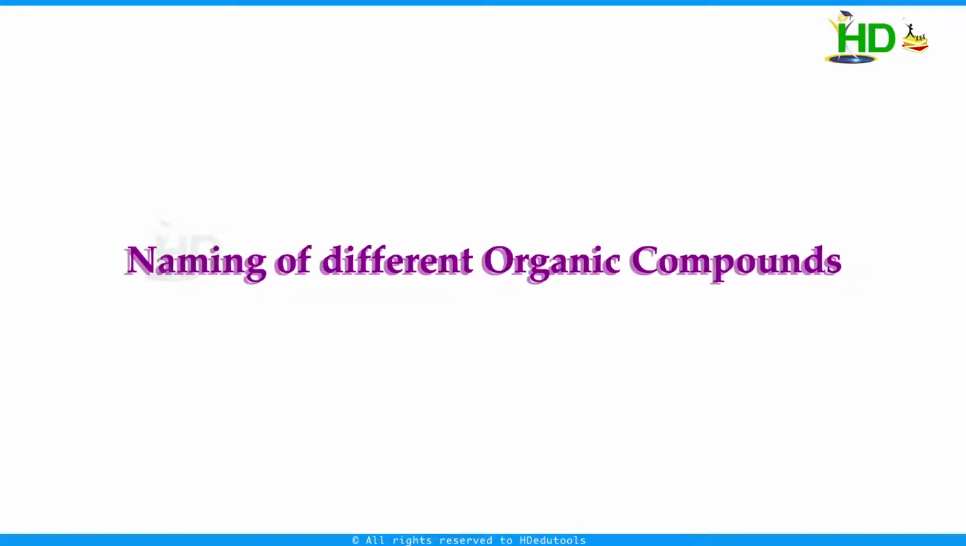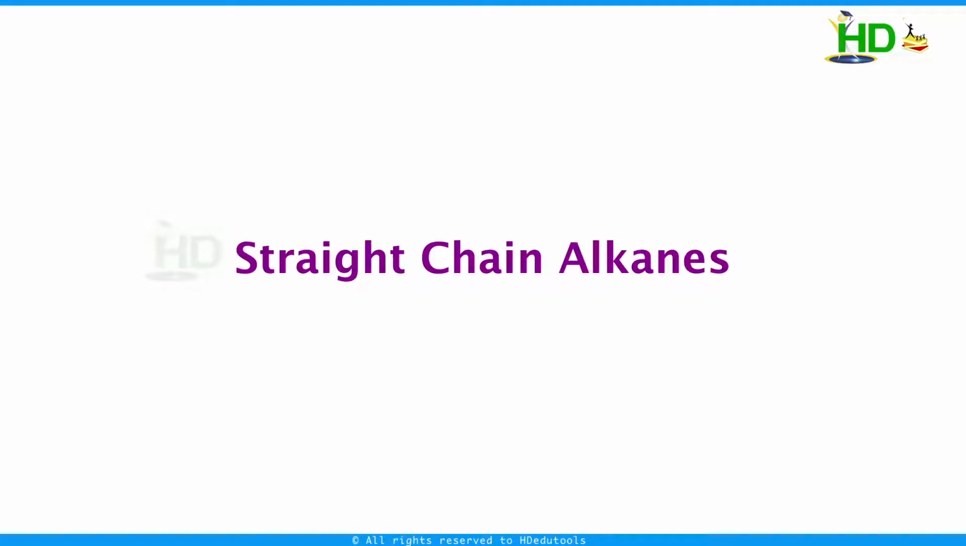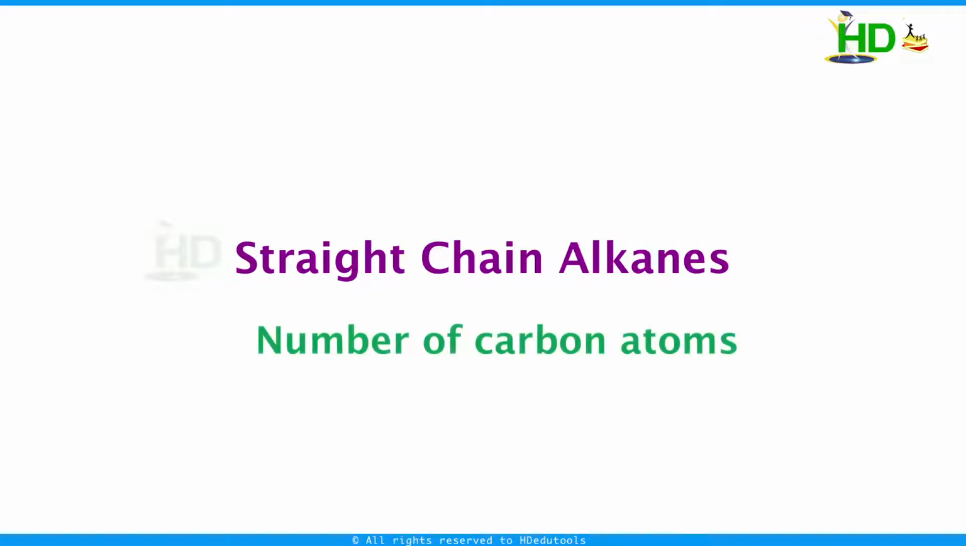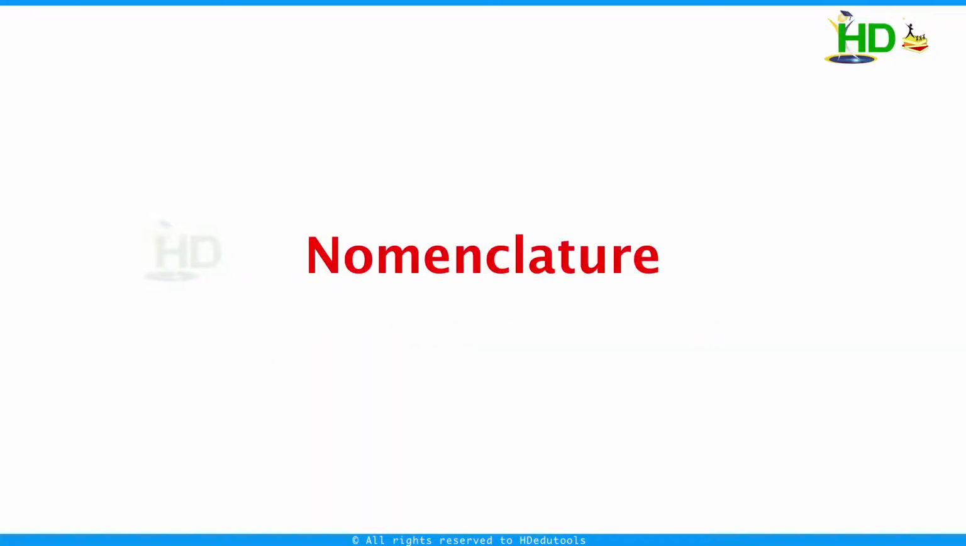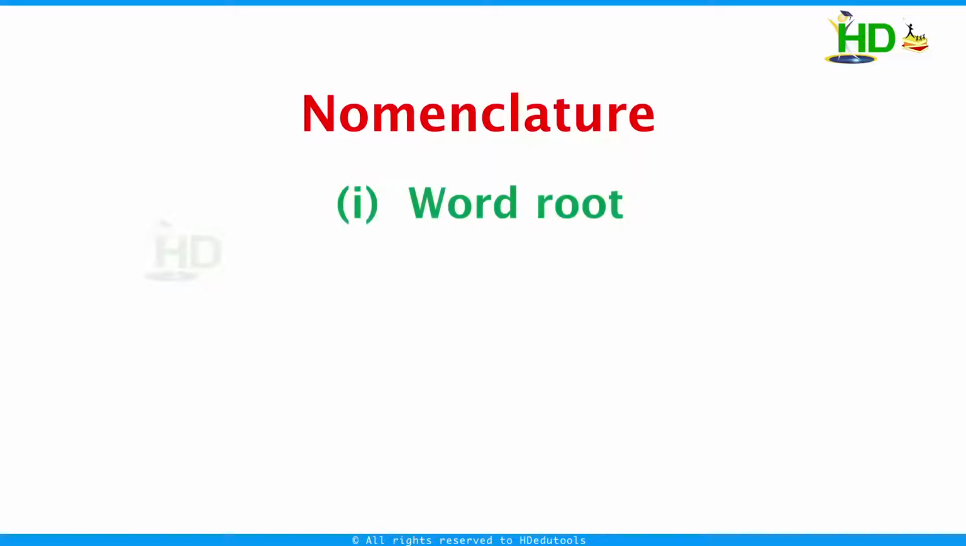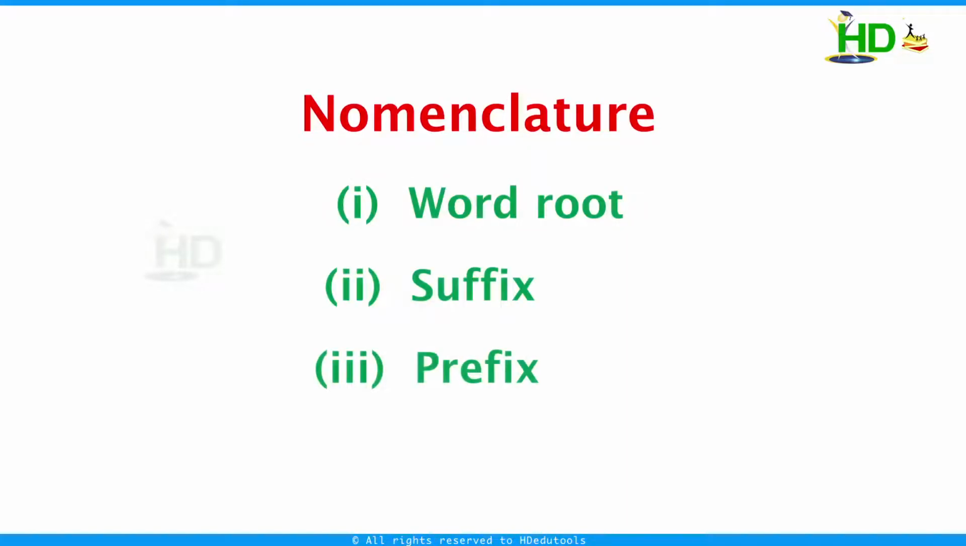Now we learn how to name different organic compounds. First we take straight chain alkanes. In the case of straight chain alkanes, they are named according to the number of carbon atoms present in them. Already we know that in nomenclature we have three parts: one is word root, the second is suffix, and the third is prefix.